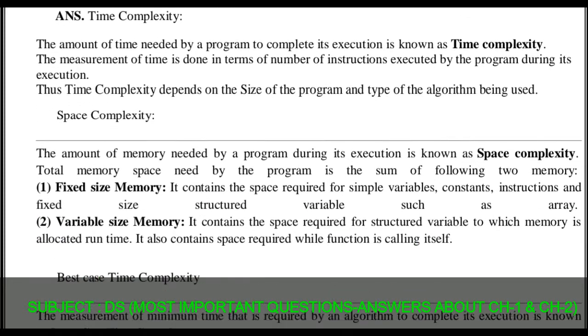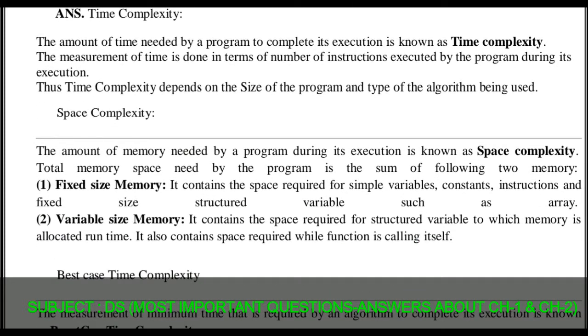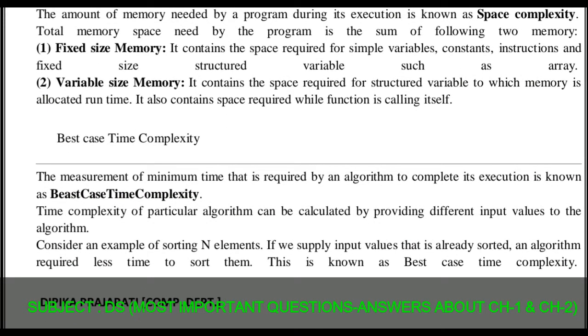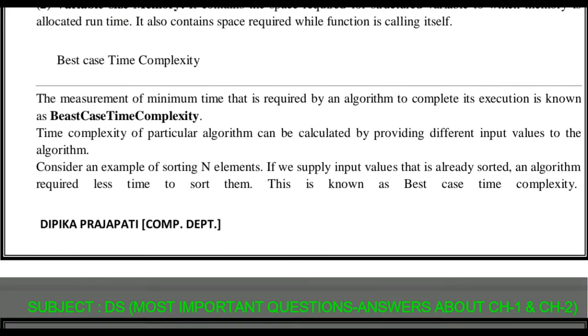Then space complexity depends on two kinds of memory: fixed size memory and variable size memory. The fixed size memory contains the space required for simple variables, constants, instructions, and fixed size structure variables such as an array. And variable size memory contains the space required for the structure variables to which memory is allocated at runtime. It also contains the space required while a function is calling itself.